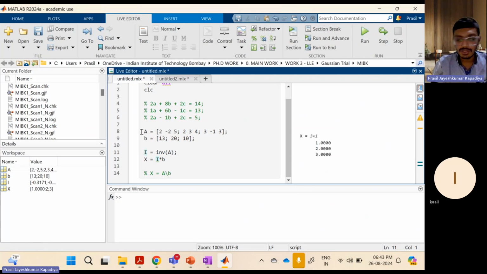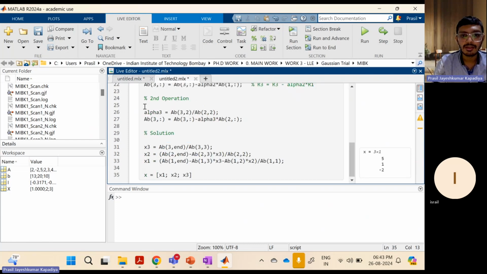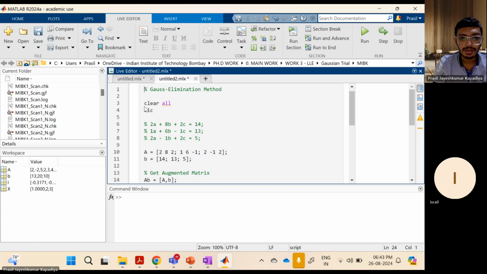And let's try to solve it using the Gauss elimination method. So I'll just copy this A and B matrix and paste it here in my Gauss elimination code. So see, what should I get? I should get 1, 2, 3. Let's see if we are getting it or not.